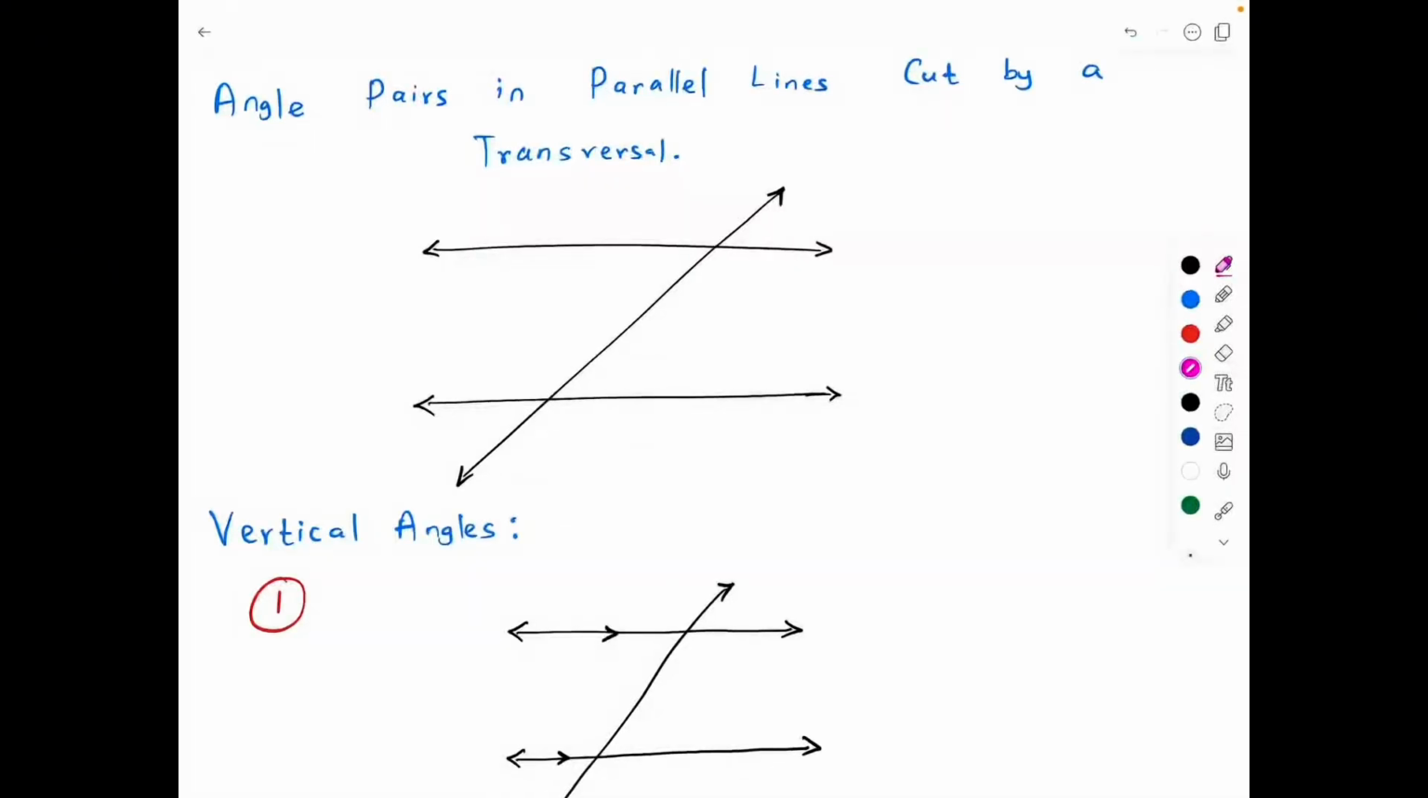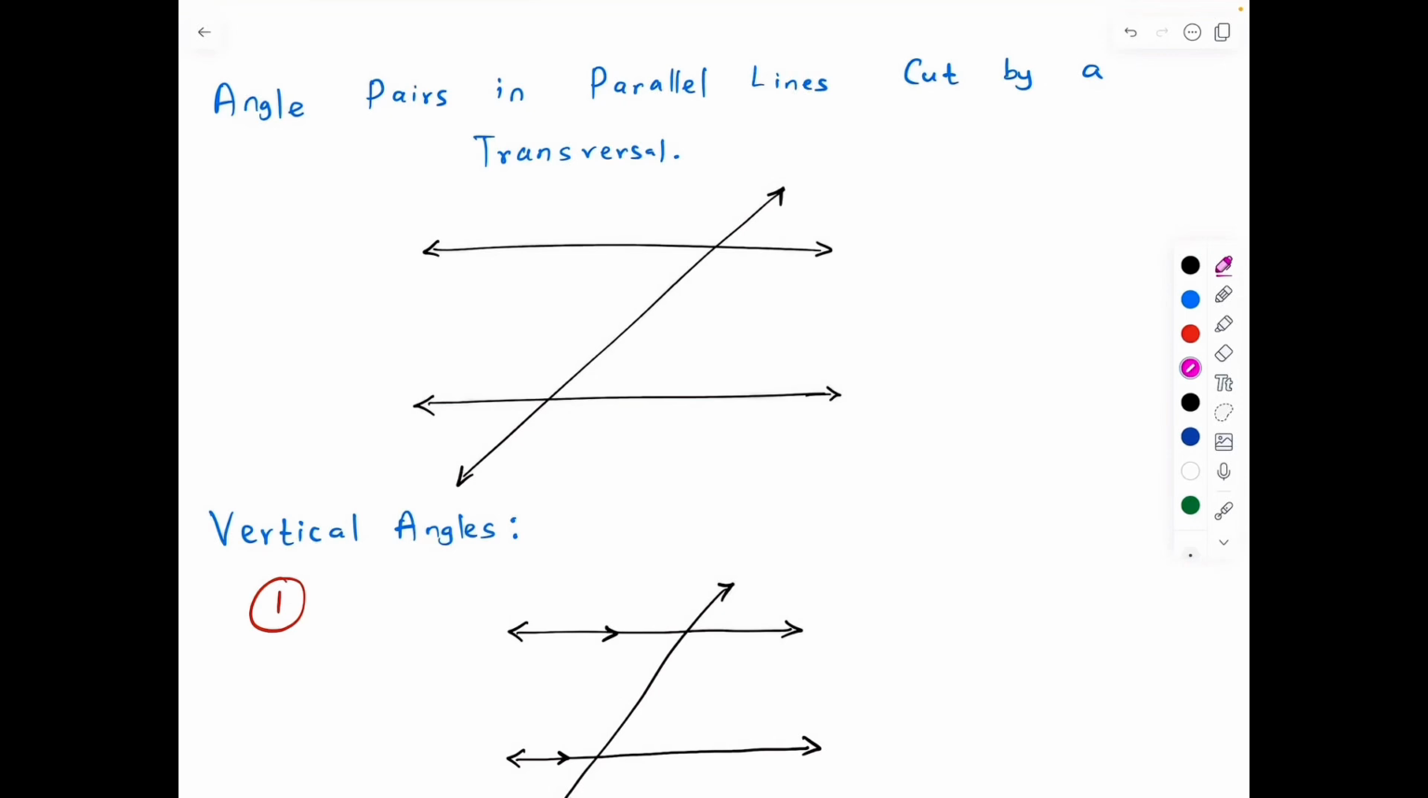Welcome to another video. So in the last video that I did, we started looking at angle pairs in parallel lines cut by a transversal. And in the last video, we talked about corresponding angles. In this video, we'll be talking about vertical angles. So what do we understand by vertical angles?